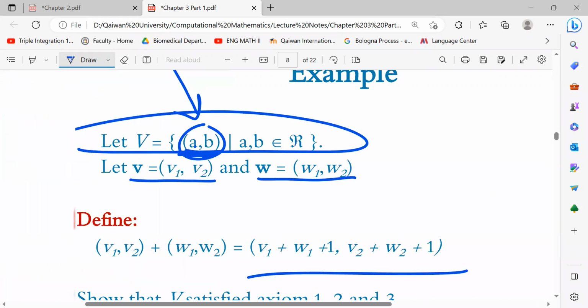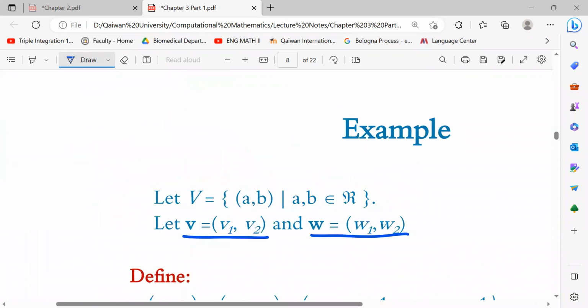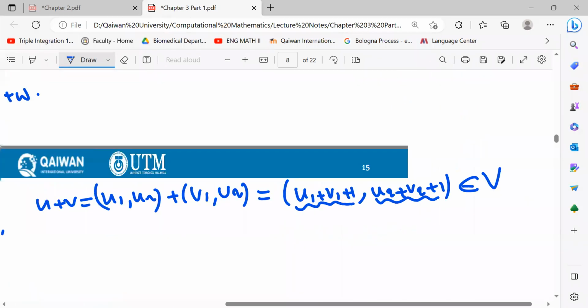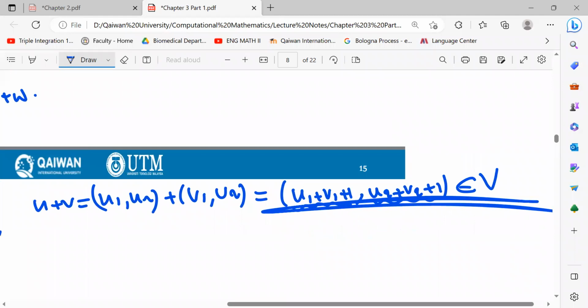Look at the definition of V. V says that it's in this form where the elements are in R. Of course, it's in R. That means this vector that we got here is in this space. So it satisfies the first condition. So it is closed under addition.